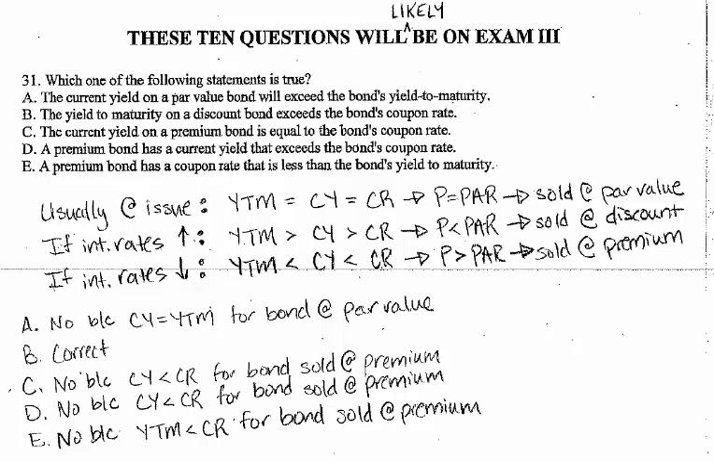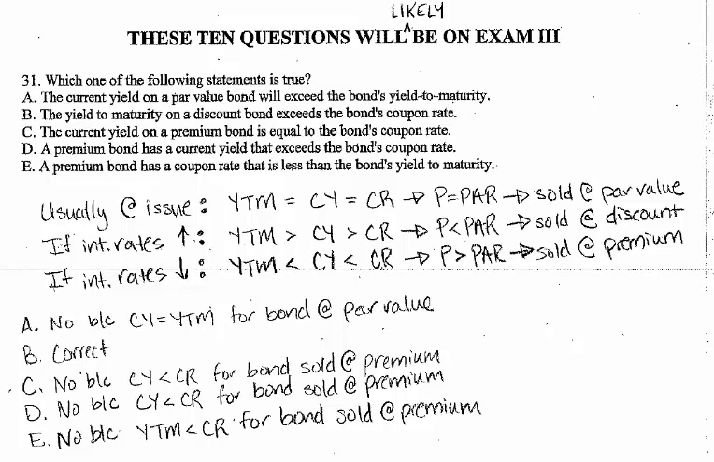Usually at issue, yield to maturity is going to equal your current yield, which is going to equal your coupon rate. And the reason for this is because the price is equal to par, okay? So, this is what happens usually at issue. Then usually right after issue, if the interest rates go up or down, you're going to get a change. So remember, price goes in the opposite way of interest rates. So if interest rates go up, price is going to go down. It'll be below par and sold at a discount. If interest rates go down, price will go up. It'll be above par and sold at a premium.